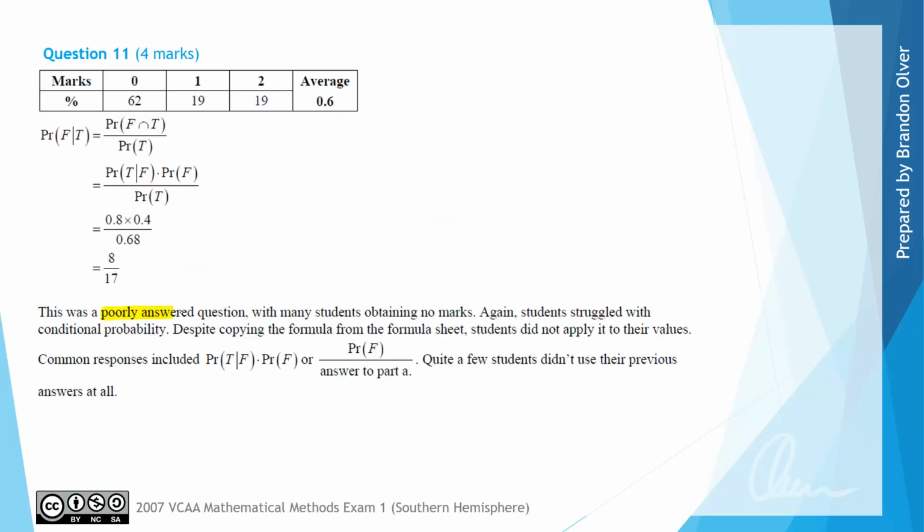This was a poorly answered question in this exam, with many students obtaining no marks and only 20% of students receiving full marks. Again, students struggled with conditional probability despite copying out the formula from the formula sheet. Students did not apply their own values to that correctly. Common responses included the probability of T given F, so the probability it was on time given it was fine, times the probability of F, or the probability of F over their answer to part A, which were both incorrect. Quite a few students didn't use their previous answers at all, and in this case we actually found in part A a useful answer that we could use in the subsequent question.